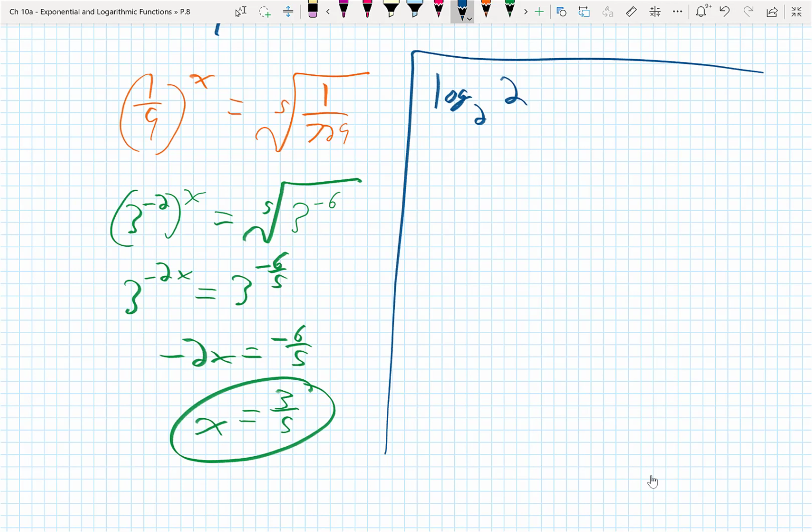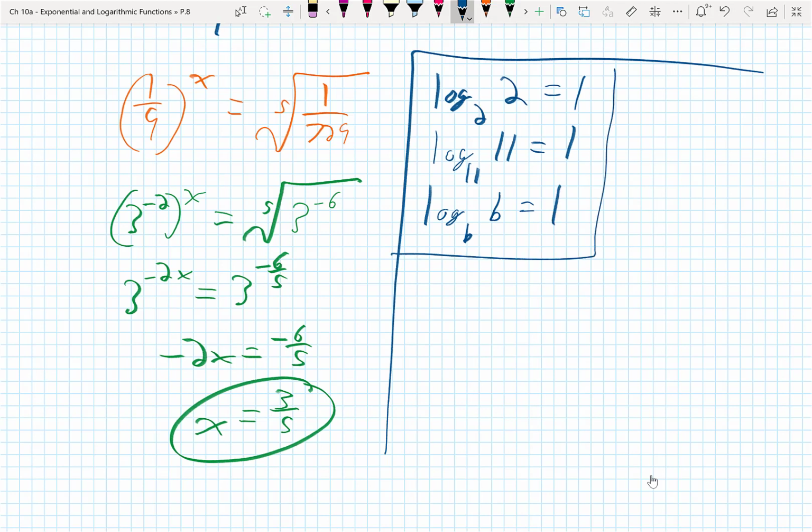Okay, log base 2 of 2. What does that simplify to? 1. Log base 11 of 11. Give me a rule. Yep. So we do log base b of b is 1. This is how we come up with a few of these rules. Now let's do 3 more, 2 of which will be the same idea, and the final of which will be the rule. Log base 2 of 1.